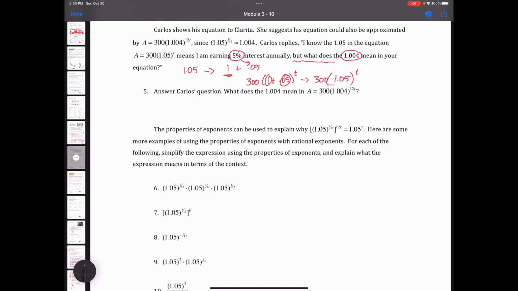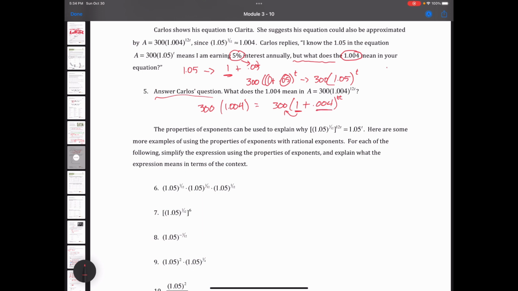Now, if we think about that, we're going to answer Carlos's question here. What does that 1.004 mean? Well, if the 1.05 meant we're earning 5% interest annually, then 1.004, because remember, this is also monthly, we could think about it like this. It's 300 times (1 plus 0.004) to the 12t, right? Because there are 12 months in that year. So here's the previous month's balance, and this is our new percentage.